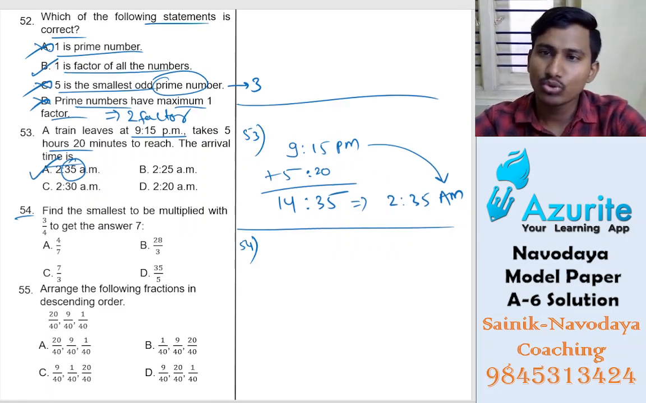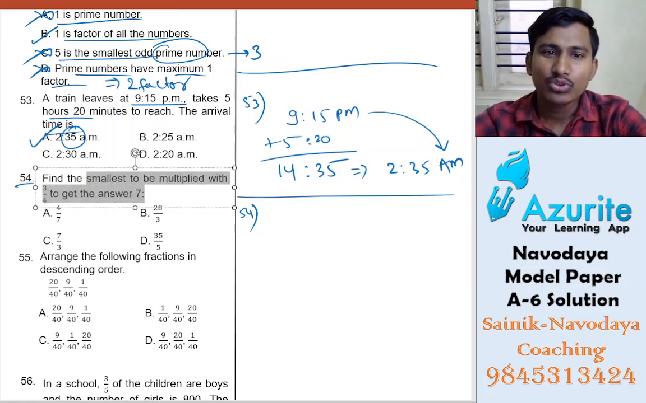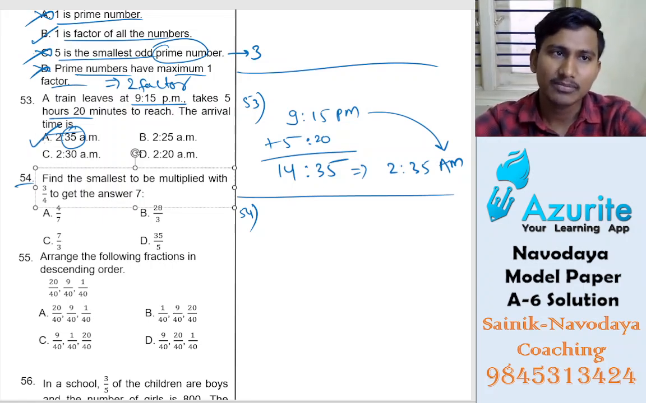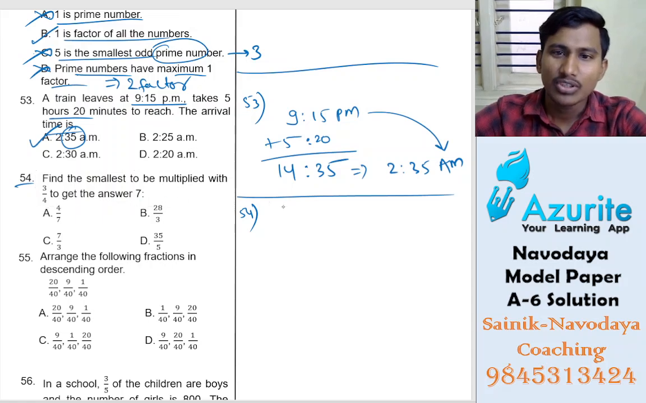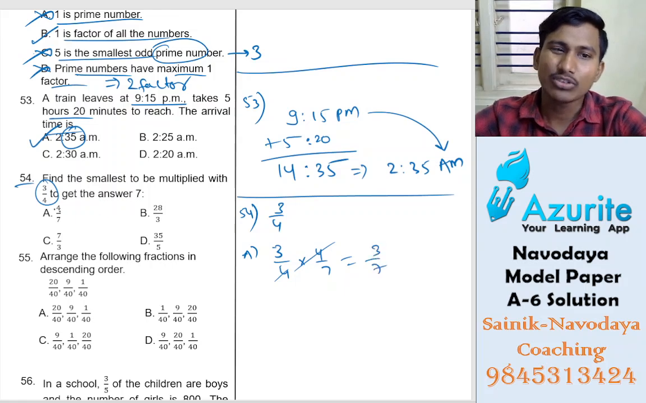Yes. So 54, what is the question? Find the smallest number to be multiplied with 3 by 4 to get 7. So go with options. You have to go with options. So we have to multiply 3 by 4 with something. So option A, 3 by 4 into 4 by 7. If you multiply, how much answer will you get? 4 4 cancel here. So 3 by 7 you will get, not A.